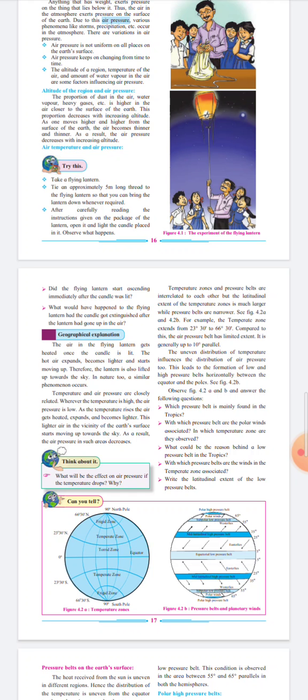The central part of the region, 5 degrees north to 5 degrees south, is called the equatorial low pressure belt. The second belt is the mid latitudinal high pressure belt, 25 degrees north to 35 degrees north and 25 degrees south to 35 degrees south. Mid latitudinal high pressure belt is there.